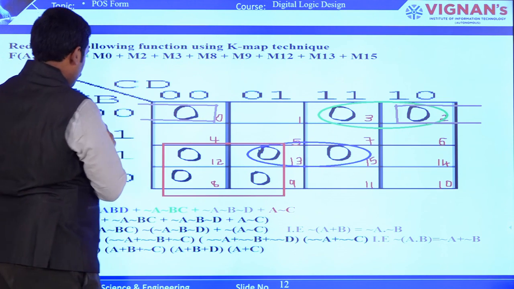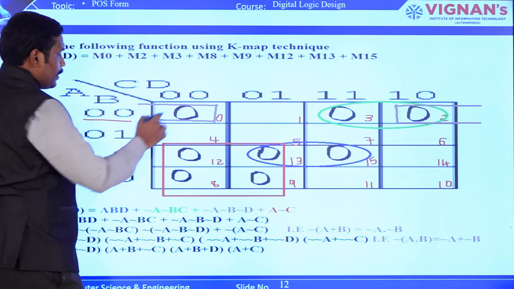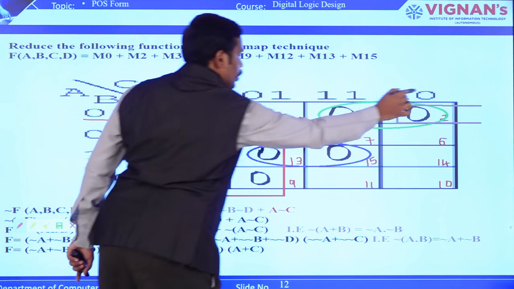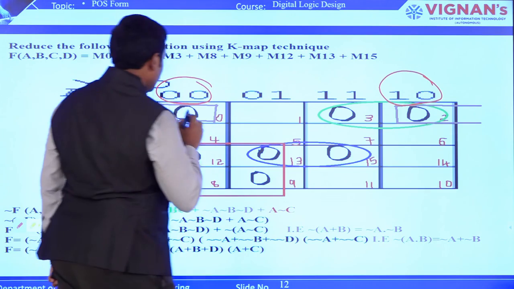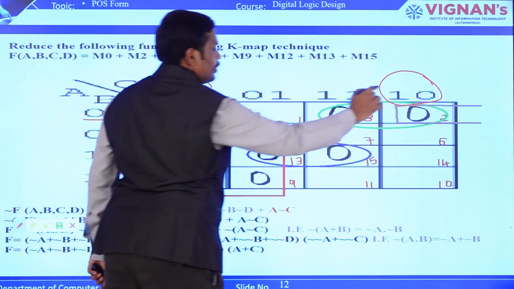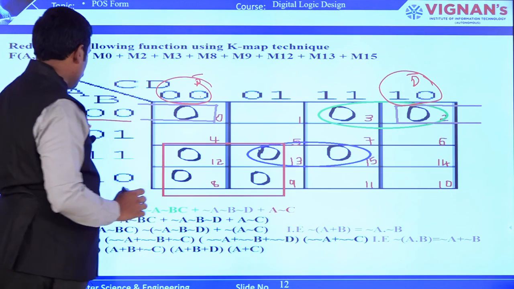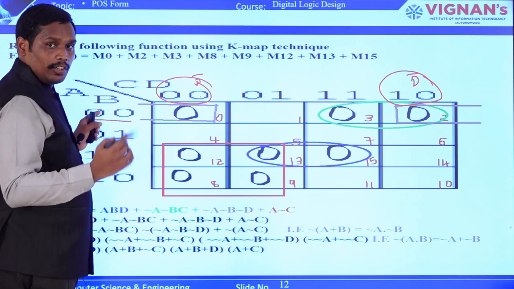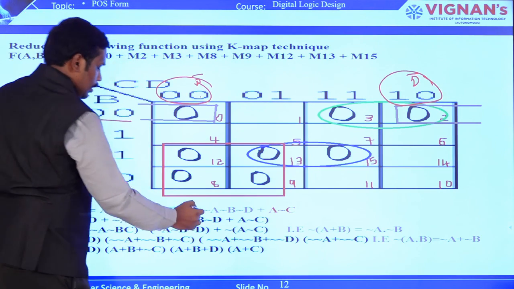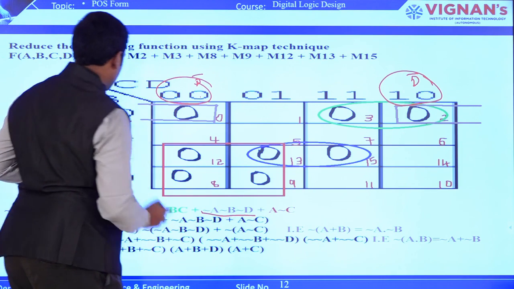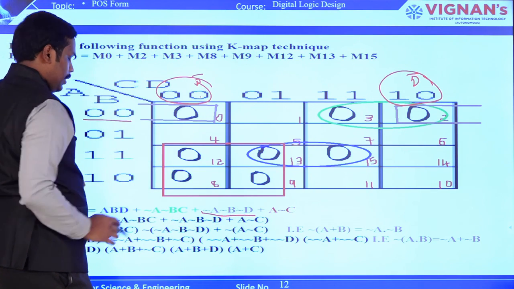So for these two, this is common. But in this particular column, these two must be checked, in which 0 is common, that is D bar, right? So D bar, here also D bar. So the term that you have finalized is A bar, B bar, D bar, because A bar, B bar and D bar, right?